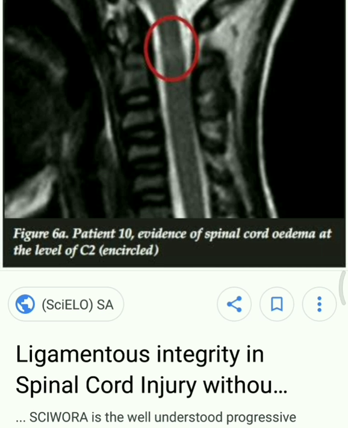So I hope this will help. This is all about spinal cord trauma and spinal fractures.